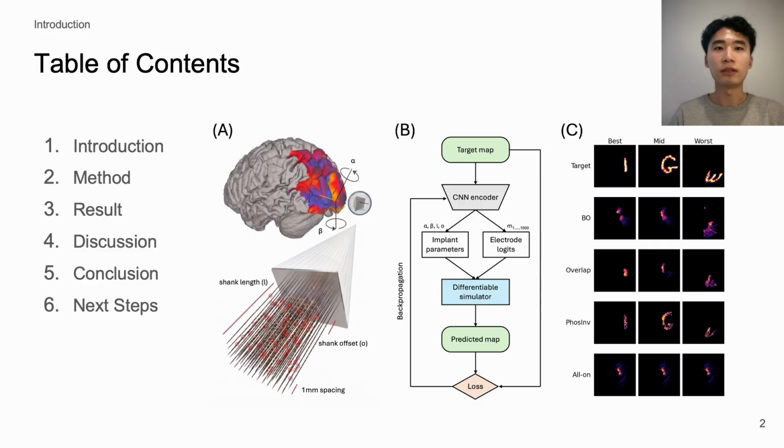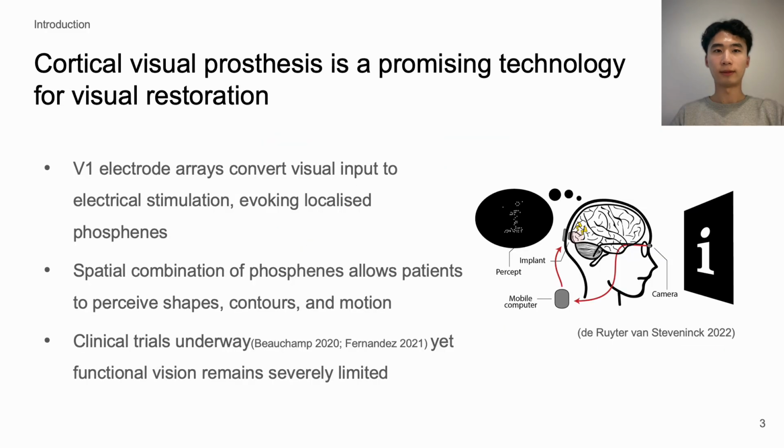I'll start with the clinical background and the problem we're solving, then walk through our method, our results, and finally what these findings mean for clinical translation. And this is the main figure. Let's begin with the basic idea of the cortical visual prosthesis.